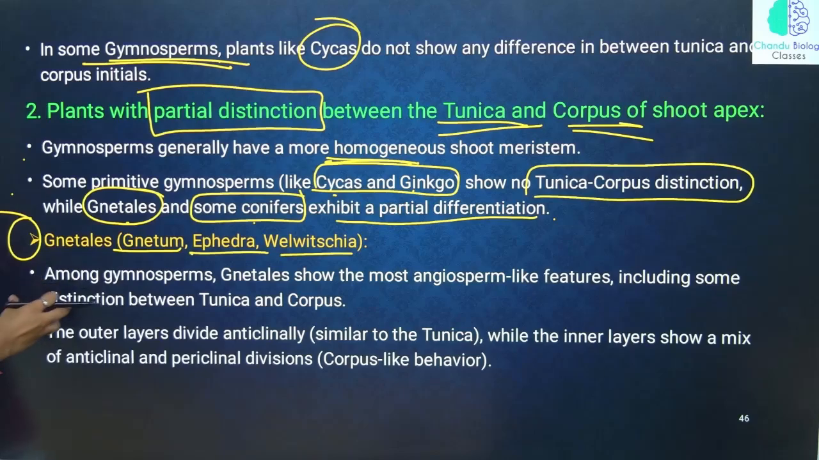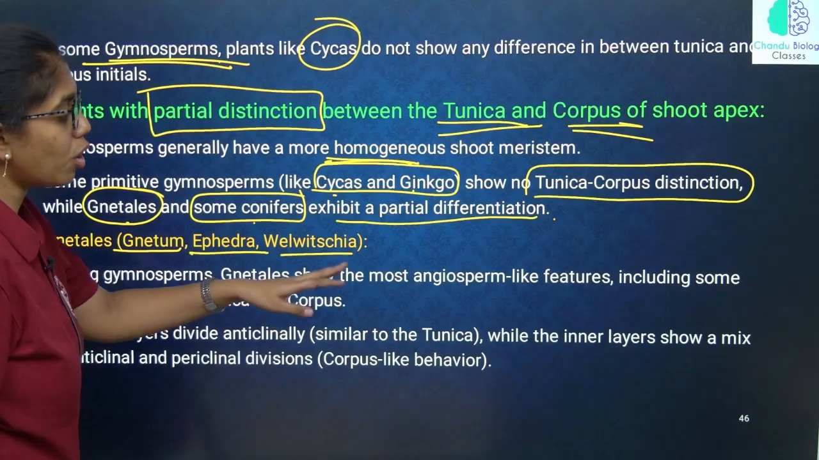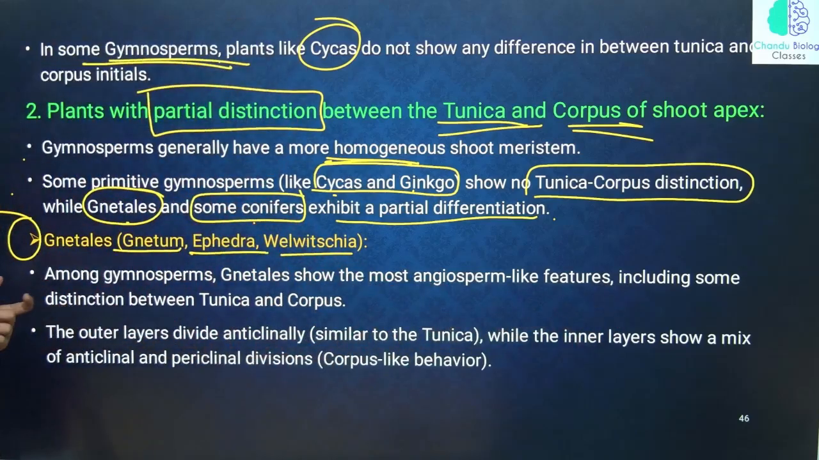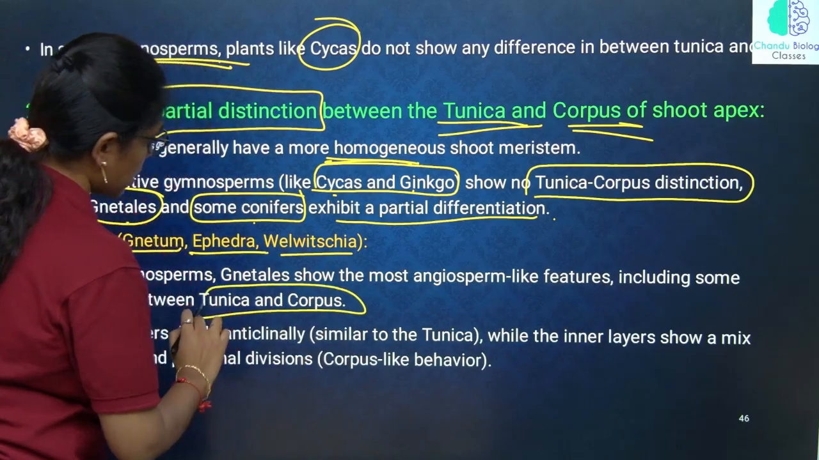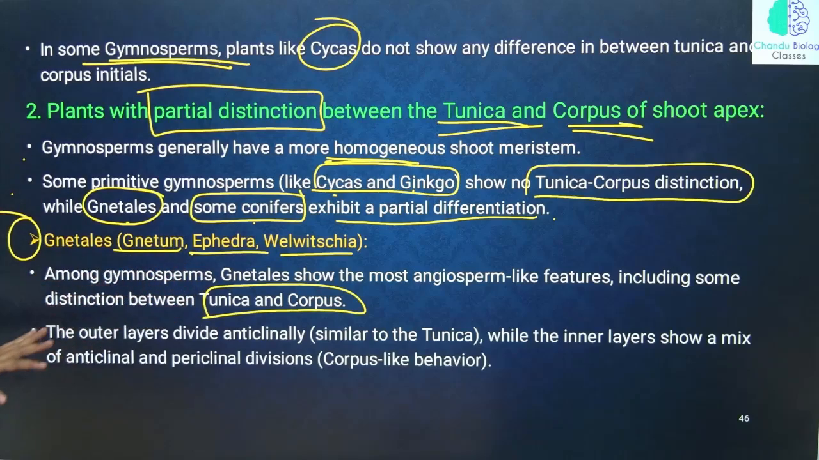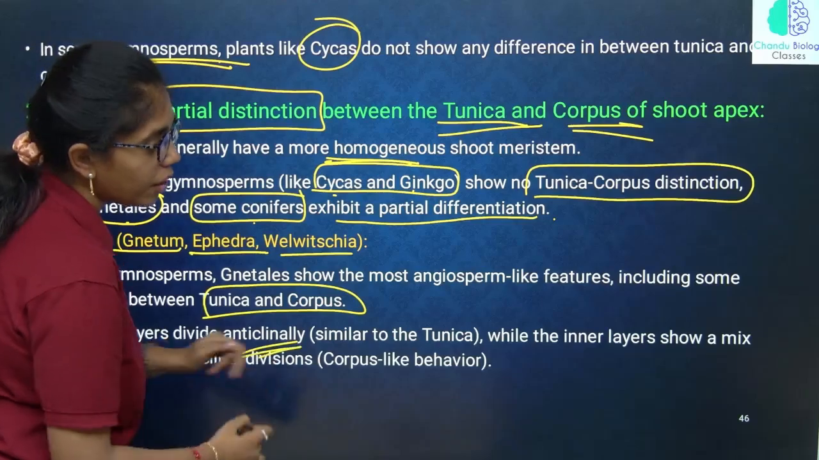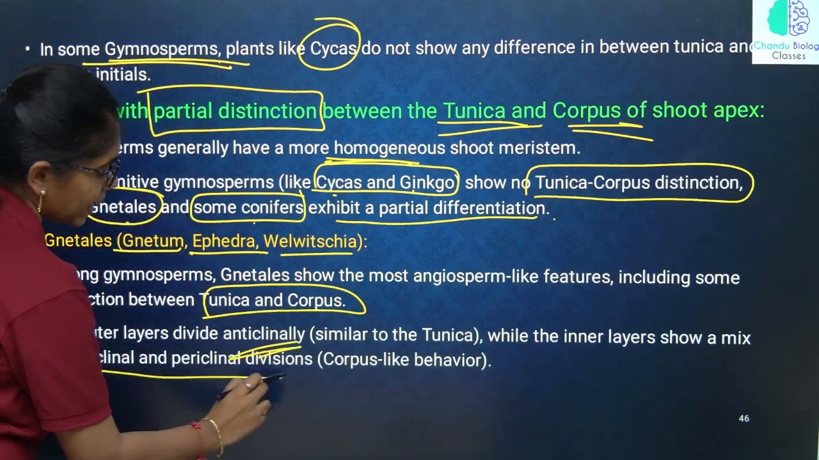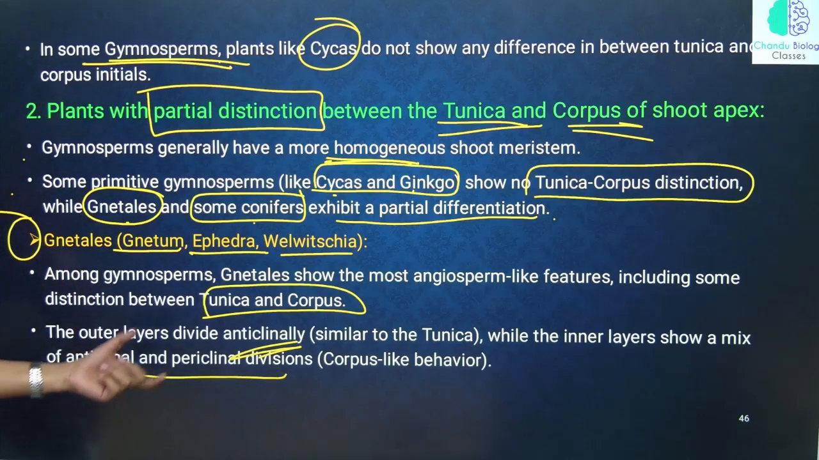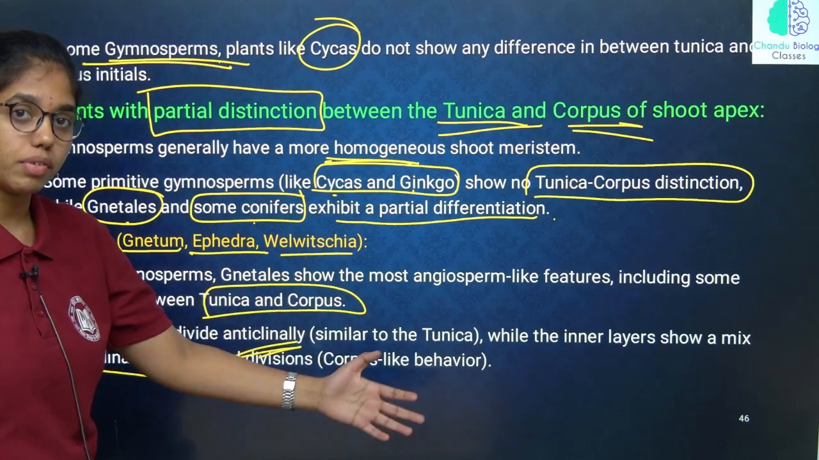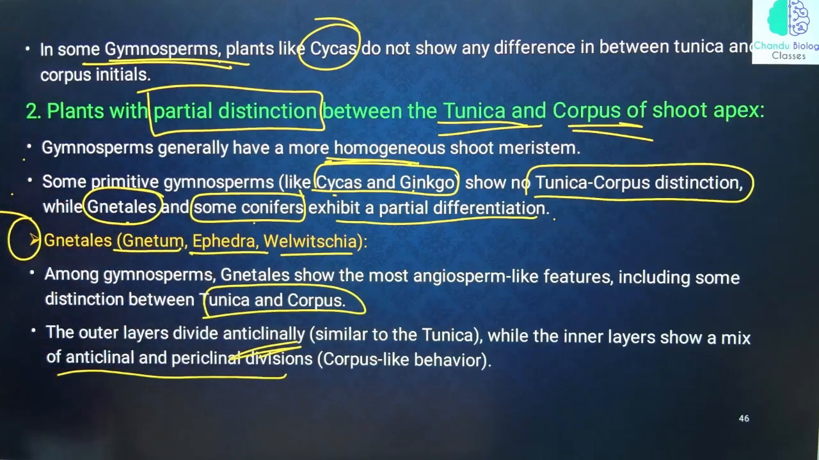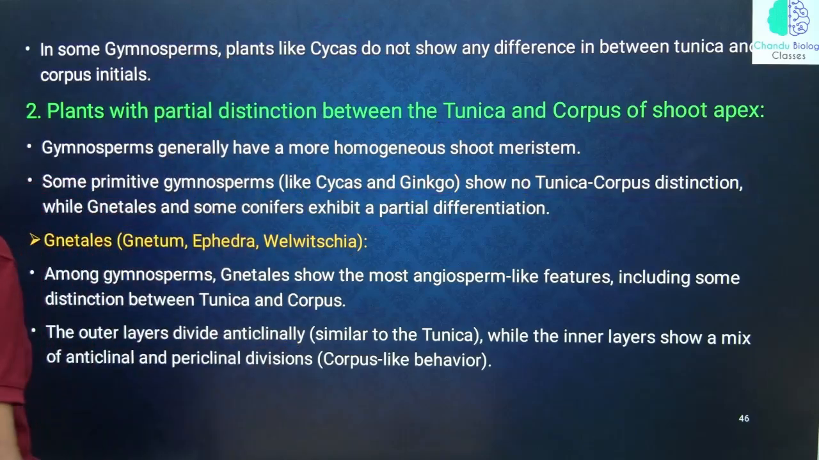Among gymnosperms, needles show most angiospermic features, including some distinction between tunica and corpus. Primary distinction is shown in needles. Outer layers will divide anticlinally, while inner layer will show a mix of divisions which include both anticlinal and periclinal divisions. Based on their behavior of division, primitive partial differentiation is seen between tunica and corpus.